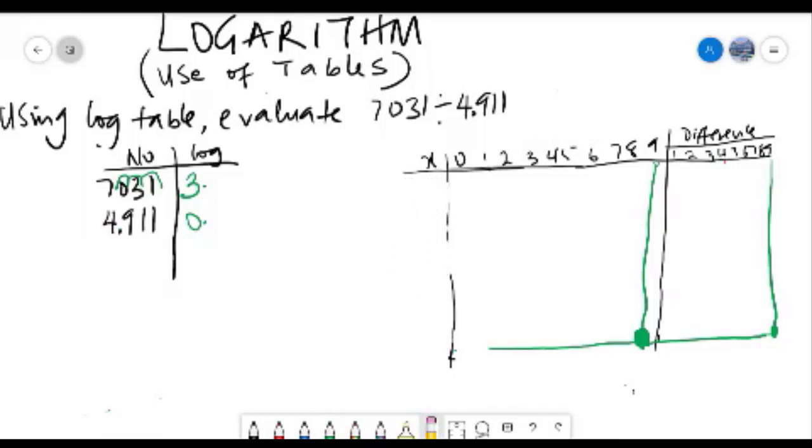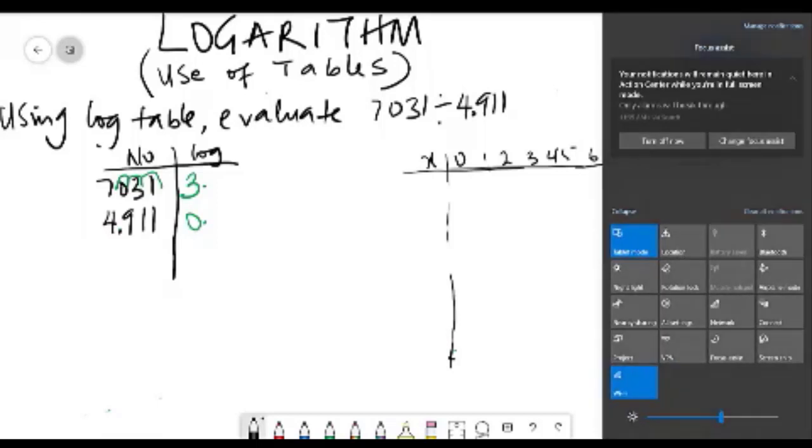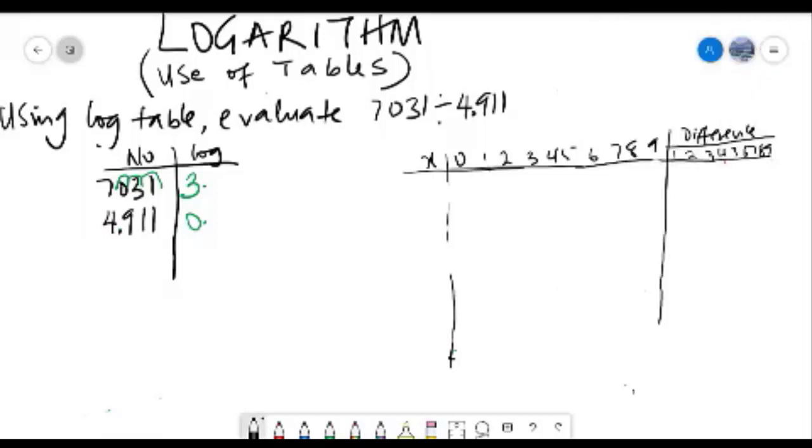Logarithm first before anti-log. Okay, now for me to find 7031, remember your column. Remember the column that is written logarithm. Now when you go to that column, look for 70, the column that has 10, 11, 12, 13 and so on. Let's assume 70 is somewhere here.